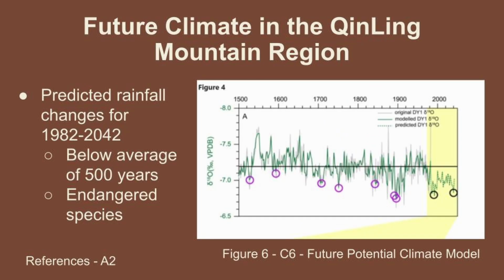The scientists use the data for the regions in the Qinling Mountains to build a model that predicts isotopic O18 levels through the year 2042, as seen in the yellow region of the graph above, Figure 6. The low points circled on the graph are drought events, and the model predicts much lower O18 levels and a higher likelihood for drought events in the future. It is predicted that precipitation levels will fall below the average of the last 500 years in China. One of the drought events in the model was predicted to occur in the 1990s, and this event did occur.